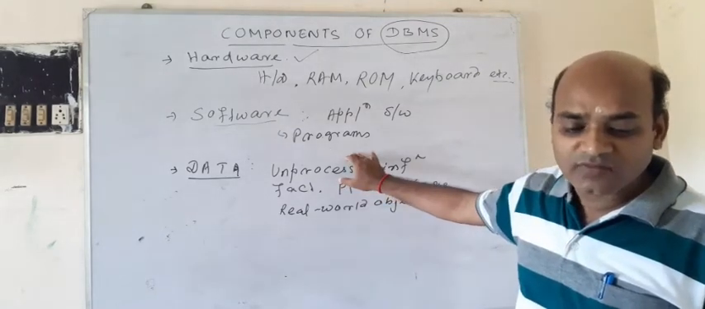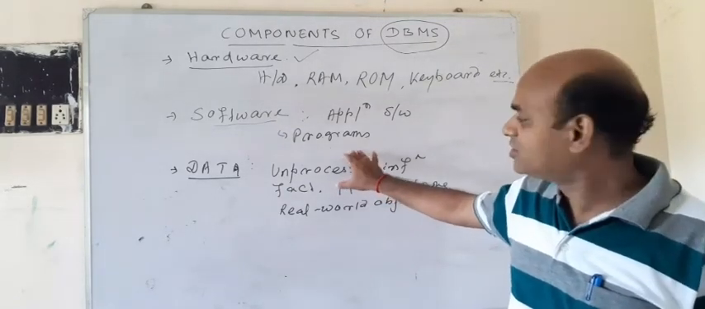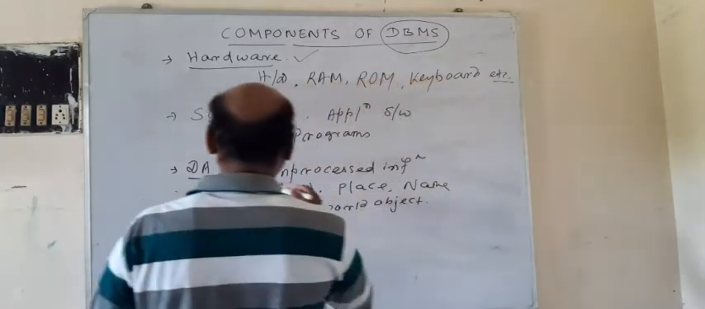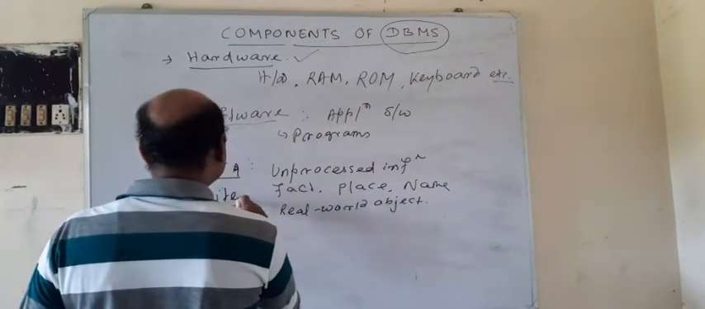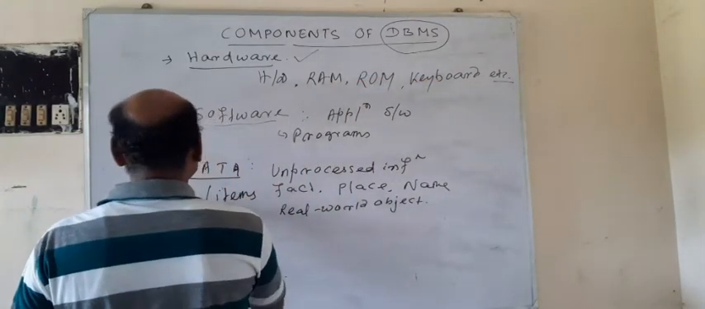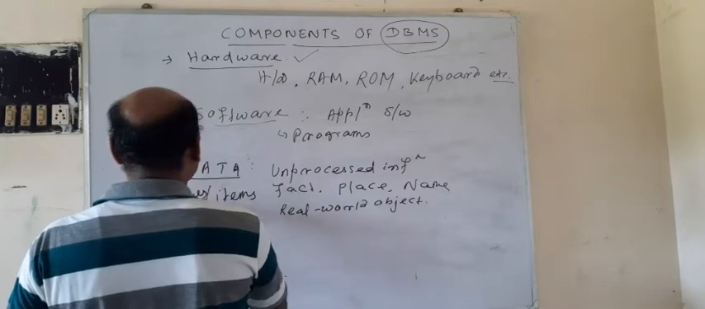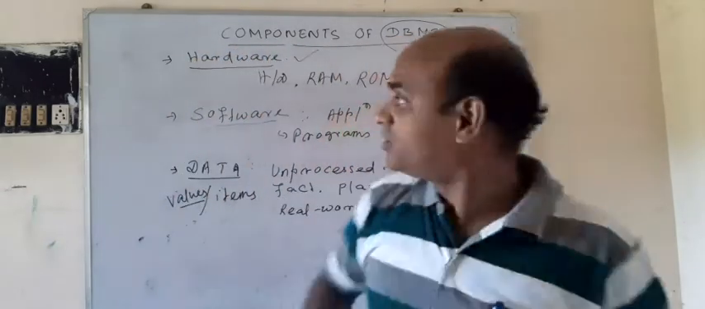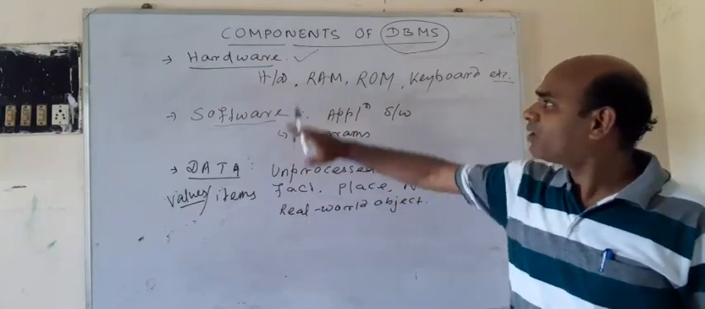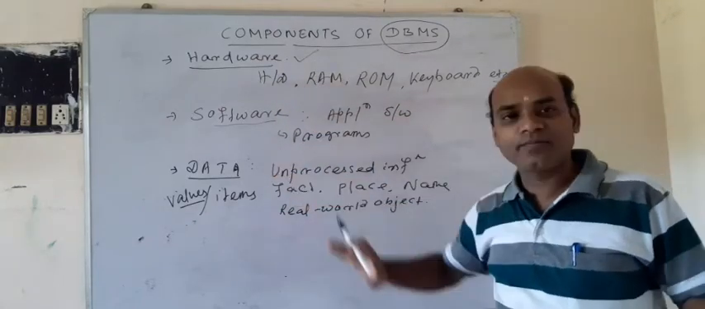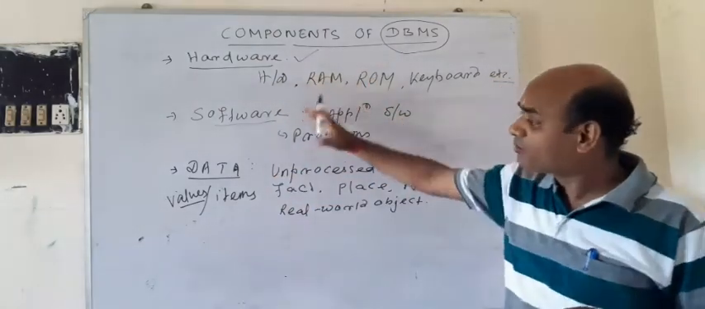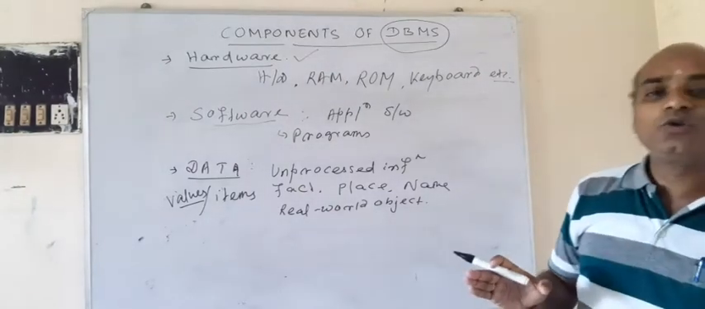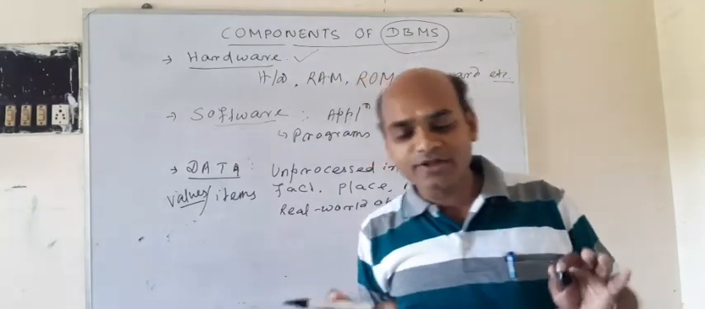So data are the values or items. Okay. So three important components. Remember: hardware, software, data. So only hardware, software, data are not sufficient to control all these operations properly.